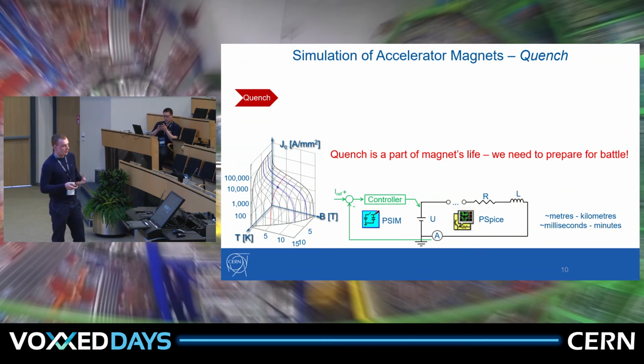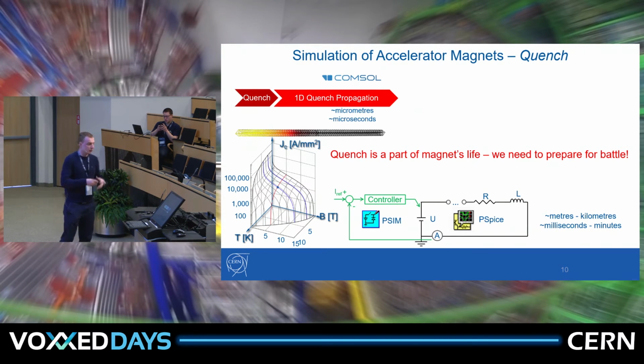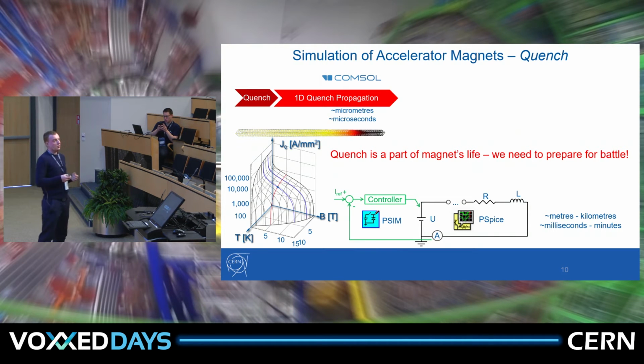We need to understand how it propagates. So we have 1D models which propagate, and then we see whether we will run away and build up more and more temperature in a very small spot, or we will recover and we can keep operating. If we do not recover, we detect a quench, we have to protect it.